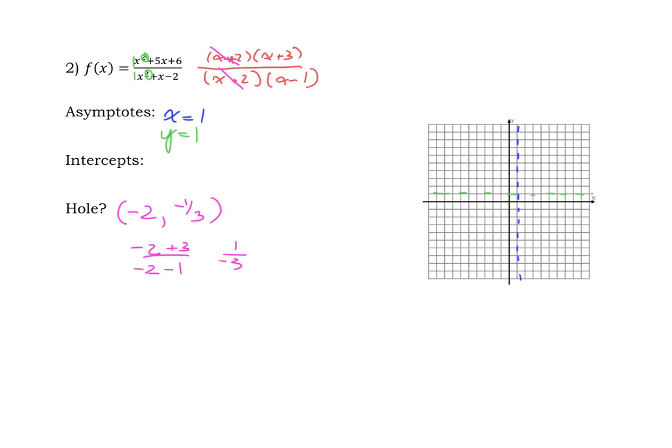My x-intercept, now since I have a hole and I've crossed those out, that's not an x-intercept on top, like it's not a vertical asymptote on the bottom. So my x-intercept is at -3, 0. And then my y-intercept, I go back to the original, which would be that 6 over -2. So 6 divided by -2 is -3. That would be 0, -3.